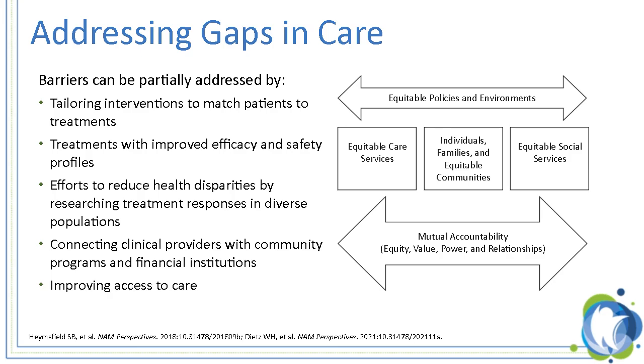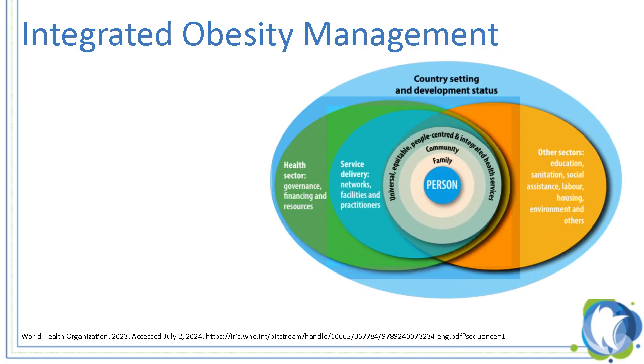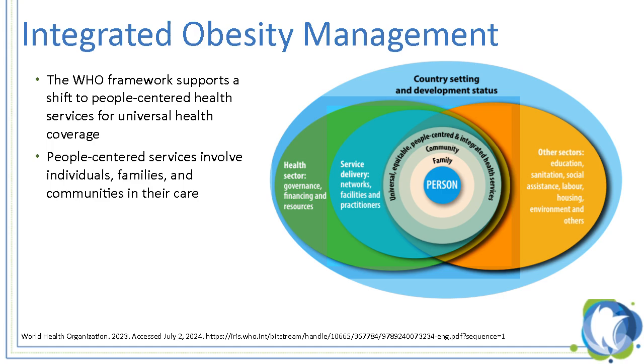And then improving access to care. So, looking at if there's availability for home-based care, if there's a mobile unit that can go out and provide care. And the World Health Organization really addresses the complexity of obesity management programs and how this really is intersectional and multidisciplinary. So the WHO has built a framework, and there's a link there if you're interested in reading more about that. And they do support that shift to more people-centered health services and involving really the community.